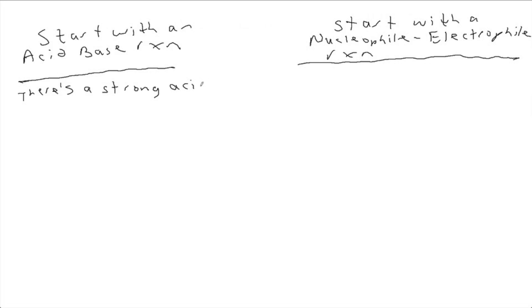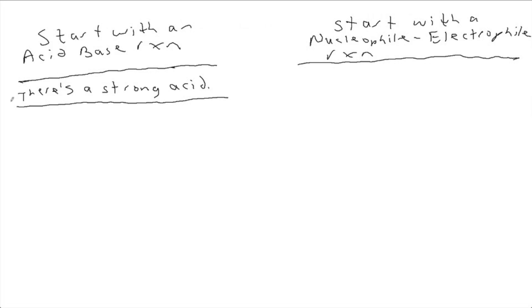If there's a strong acid, you almost always start with an acid-base reaction. That's a nice, simple rule. This is a very good rule because there's almost no exceptions to this. So if there's a strong acid, with almost no exceptions, you're going to start with an acid-base reaction. Unfortunately, strong bases are trickier.